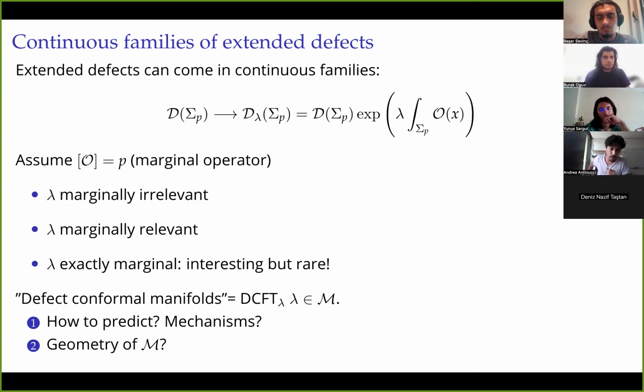And so these conformal manifolds, of course, they are manifolds, and it's interesting also to ask what is the geometry of this manifold, what is the topology, if there is a metric, and if we can predict the existence of this conformal manifold, if we can give a solid, robust prediction that some coupling is exactly marginal.